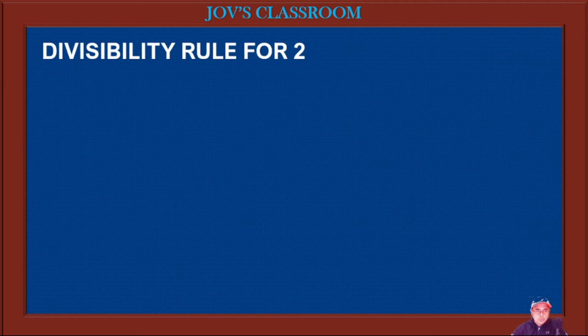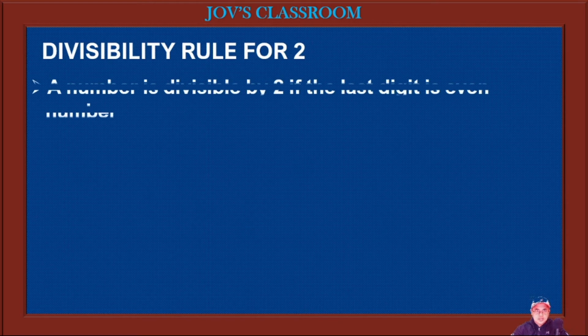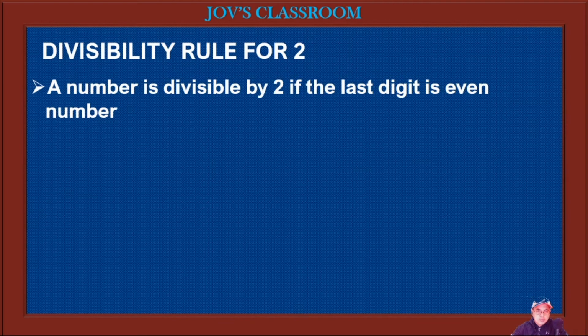the divisibility rule for 2. If a certain number is divisible by 2, this is the rule. A number is divisible by 2 if the last digit is an even number. So by just simply looking at the last digit of a given number, even if that number is very big, we can easily determine if it is divisible by 2 by just simply remembering or memorizing this rule.